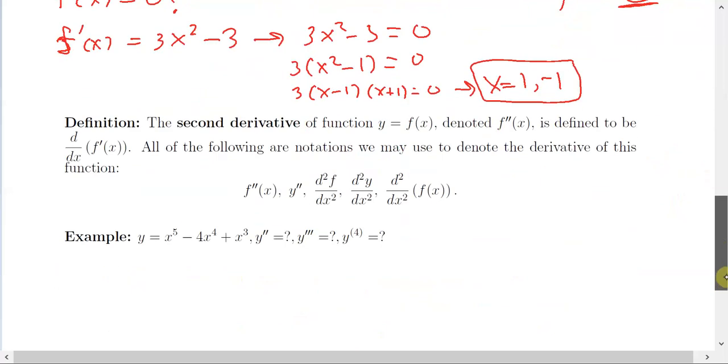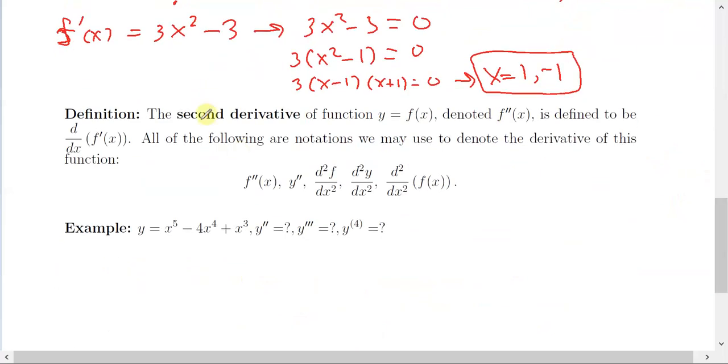All right, the last thing here we're going to look at is the derivative is a function, and we can take derivatives of functions. So I can take the derivative of the derivative, and when we do that, we call that the second derivative, and that's what I'm showing here. The second derivative is the derivative of f prime, the derivative of the derivative. And we denote it as f double prime.